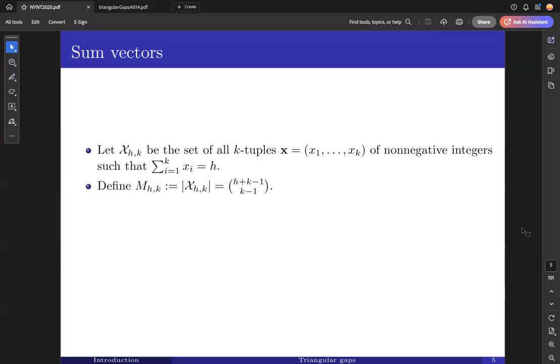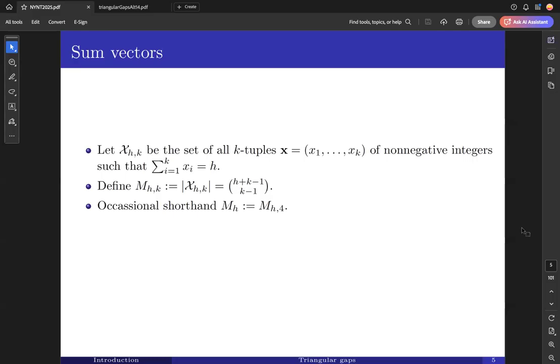I'm going to define this special number M sub h,k, which is the size of script X sub h,k. And you can compute this by counting. I won't go through the details right now, but essentially this M sub h,k is going to be the maximum size of any h-fold sumset of k natural numbers. For shorthand, specifically for some of the diagrams, I'm going to be using M sub h to denote M sub h,4 because, like I said, we're mostly going to be dealing with four-element subsets.